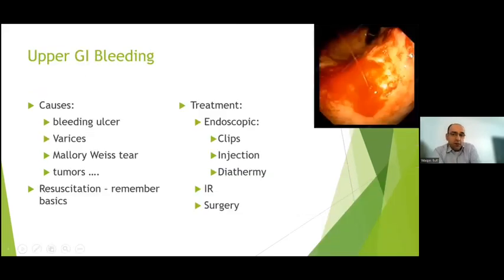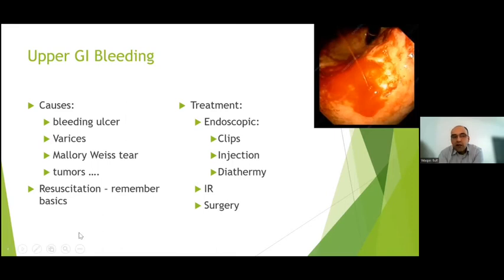The other problem that we see is upper GI bleeding, which one of the causes could be an ulcer. It could be a gastric ulcer, or more commonly a duodenal ulcer. And what happens is that if the ulcer is on the posterior wall of the duodenum, it erodes into the GDA, the gastroduodenal artery, and causes massive bleeding, right? The other causes of upper GI bleeding, as you know, can be varices, esophageal varices or gastric varices, Mallory-Weiss tear, tumors, esophageal or gastric tumors. So they're the common things.